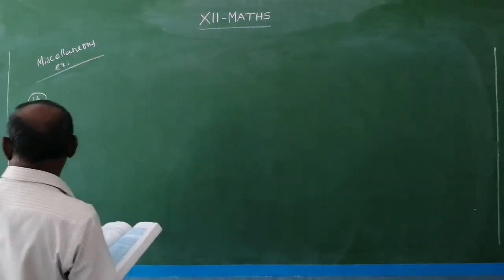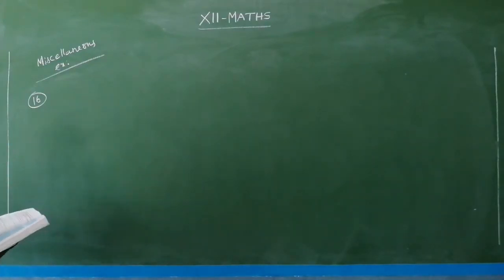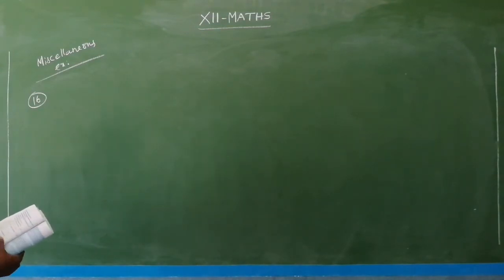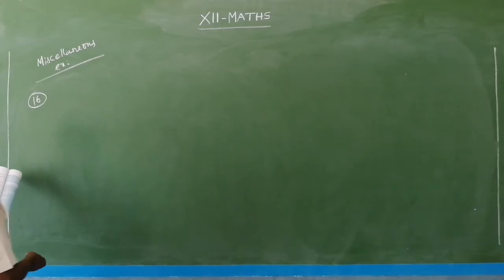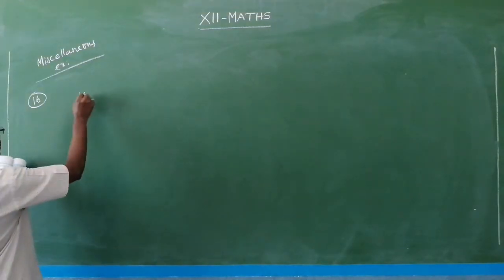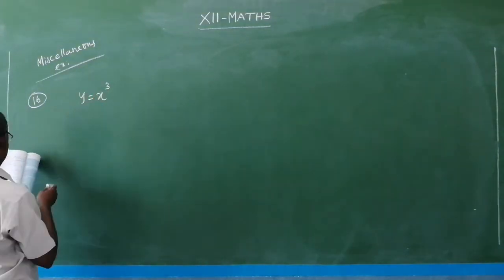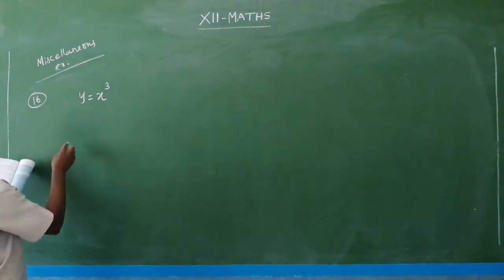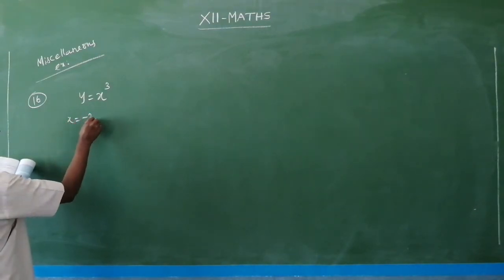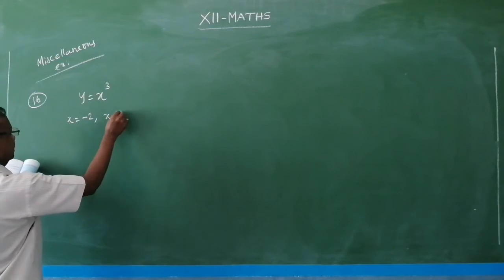All the remaining problems are deleted, that is, problems 6 to 15 are deleted. Now 16 and 17 are objective type. Area bounded by the curve y equal to x cube and the ordinates x equal to minus 2 and x equal to 1 is.